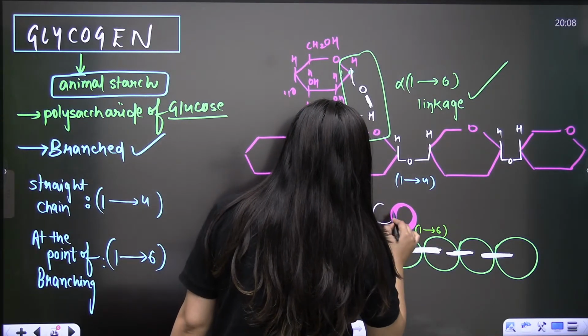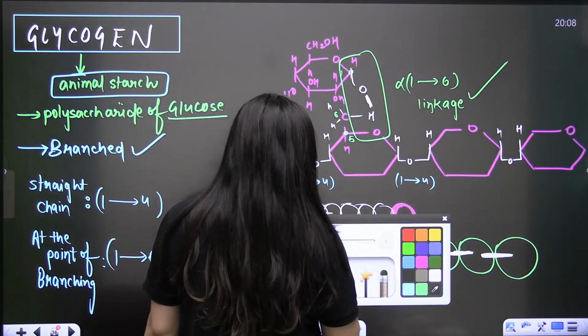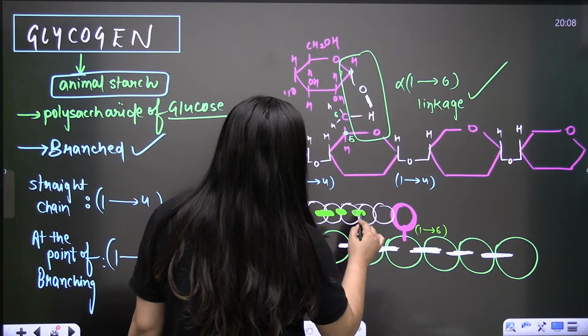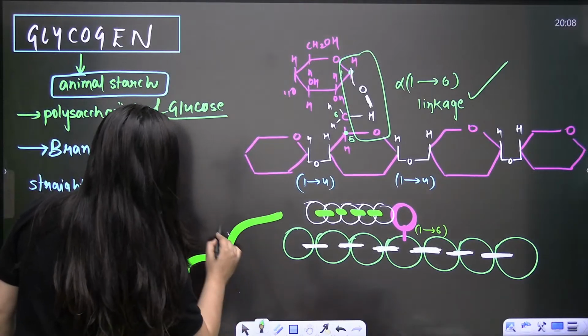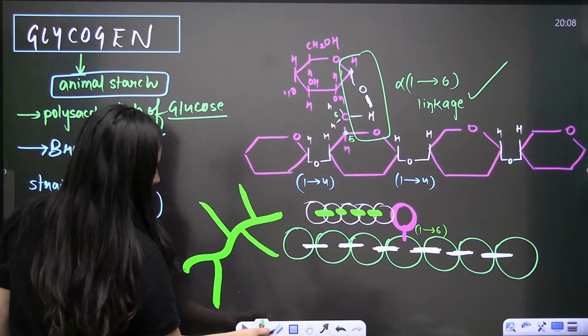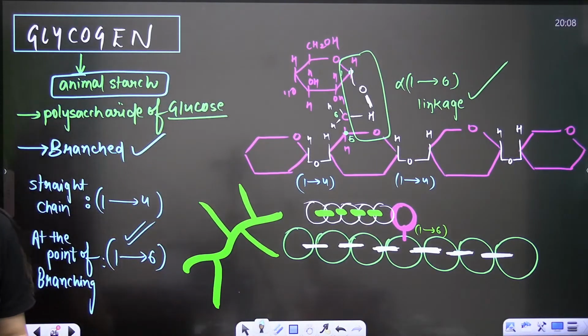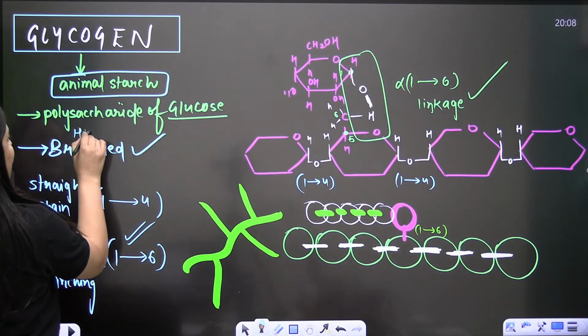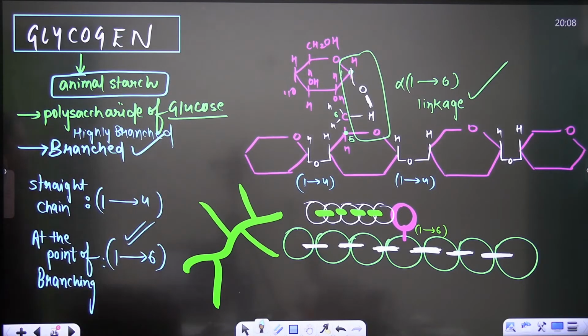Then again, let's say it is joining like this. So again it is a straight chain. Here it is a straight chain. So again 1,4 linkage will be there. So wherever the branch is going to arise, at the point of that branching, you will see the linkage is 1,6. Clear? That is your glycogen, which is a highly branched polymer of glucose, of course.